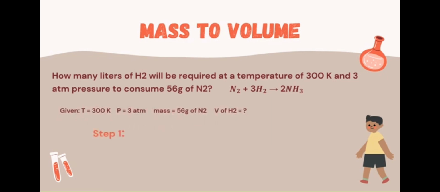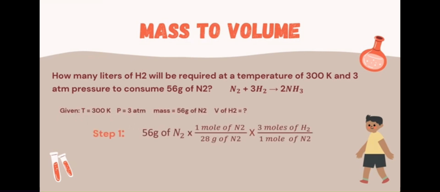In order to solve this, we have to convert 56 grams of nitrogen gas to moles of nitrogen gas to moles of hydrogen gas. So we have 56 grams of nitrogen gas. Per 1 mole of nitrogen gas, there are 28 grams of nitrogen gas. This gives us 2 moles of nitrogen gas. And per 1 mole of nitrogen gas, there are 3 moles of hydrogen gas. This leaves us with 6 moles of hydrogen gas.